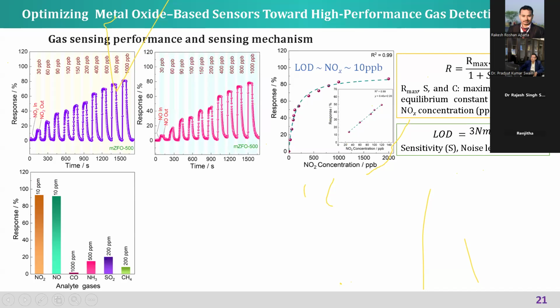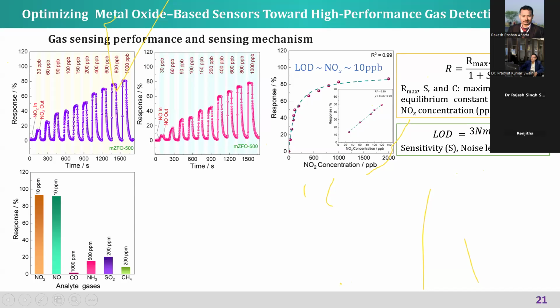So you take this response, we expose different target gases and see how the sensor responds. In principle, if the sensor is selective to a particular gas, we should have a response above 90 or 95%, and all other gases should be less than 20. That is the usual concept. This is the usual procedure we follow.